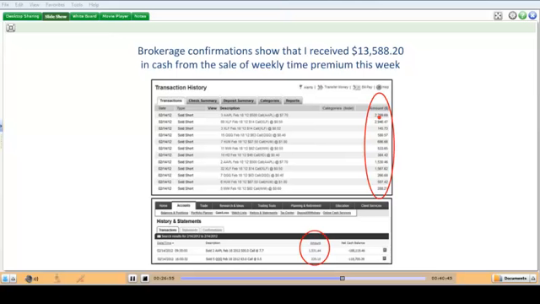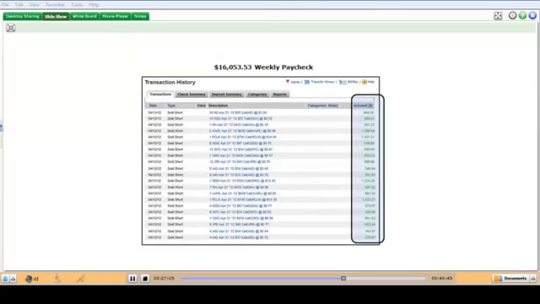So this particular week I had $13,588 in cash that was credited to my account, and this week I had $16,000 cash credited to my account, and these brokerage confirmation statements right here show in green the amount of cash that was credited to my account that week, and that was $16,000.